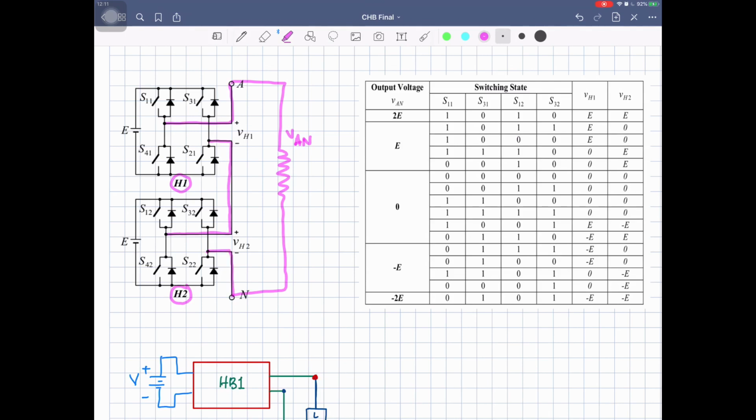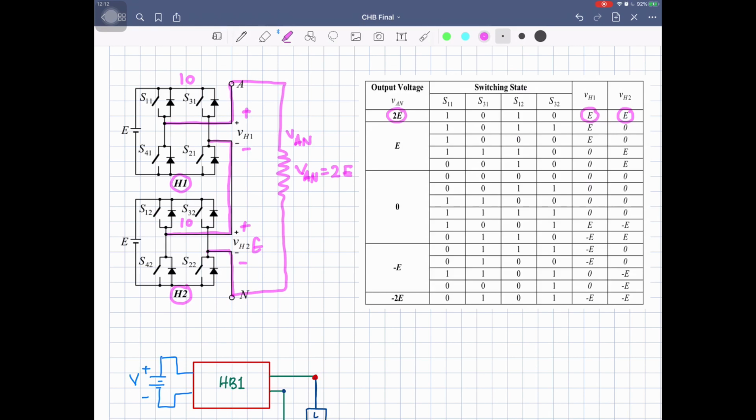That depends upon the switching combination. So if in this inverter H1 I apply the switching combination 1 0, and I apply 1 0 in this inverter too, what will be the output of this inverter? That will be E, and the output voltage of the second inverter will also be E. As both of them are in series, plus minus, what will be the load voltage? VAN in this case will be equal to 2E. So 2E will be obtained at the output.